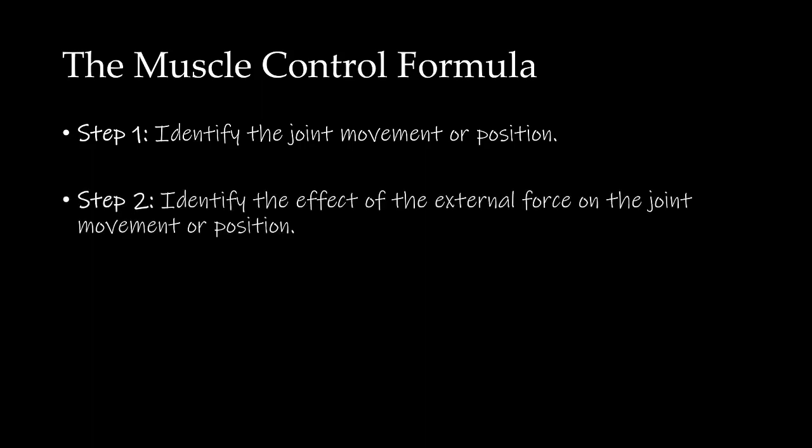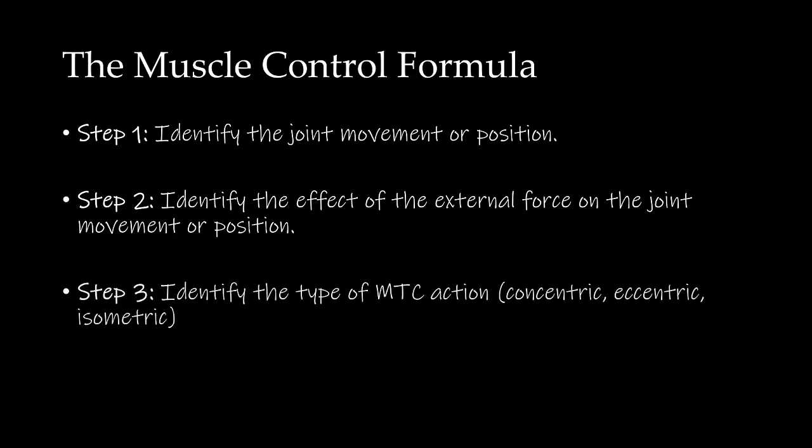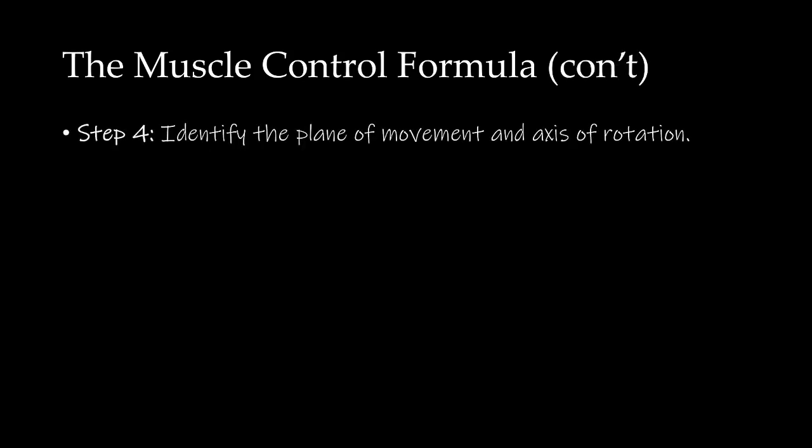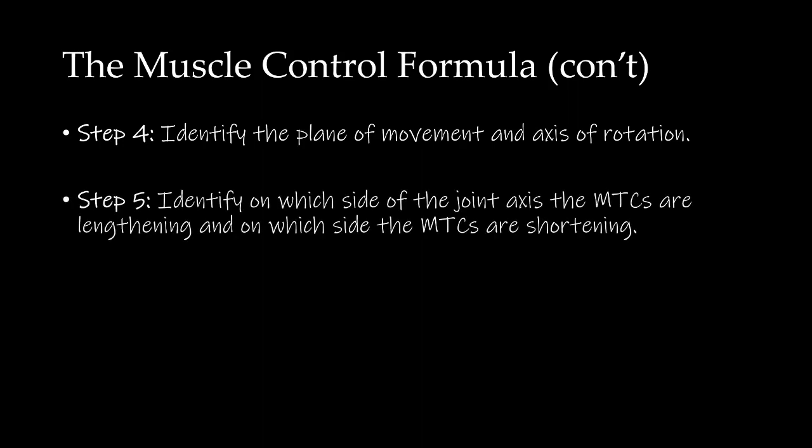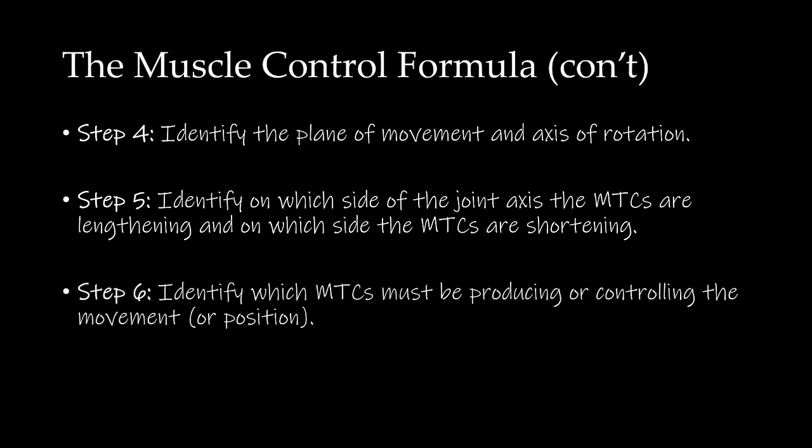Step 2 is to identify the effect of the external force on the joint movement or position. Step 3 is to identify the type of MTC action, either concentric, eccentric, or isometric. Step 4 is to identify the plane of movement and the axis of rotation. Step 5 is to identify on which side of the joint axis the MTCs are lengthening and on which side the MTCs are shortening. And we put it all together in Step 6 to identify which MTCs must be producing or controlling the movement or position.